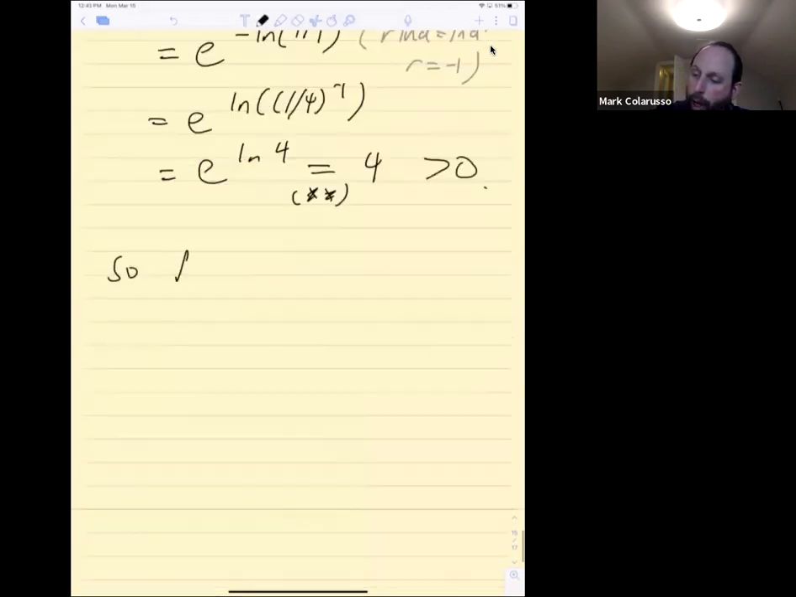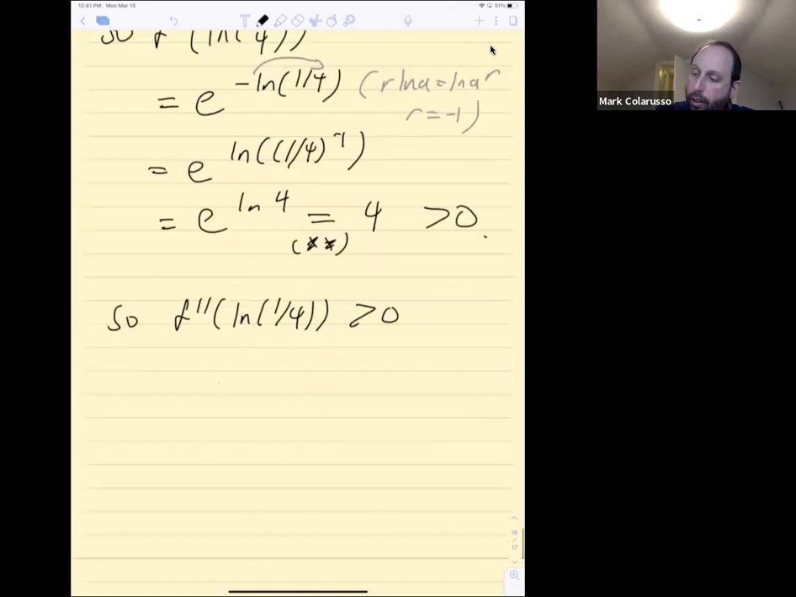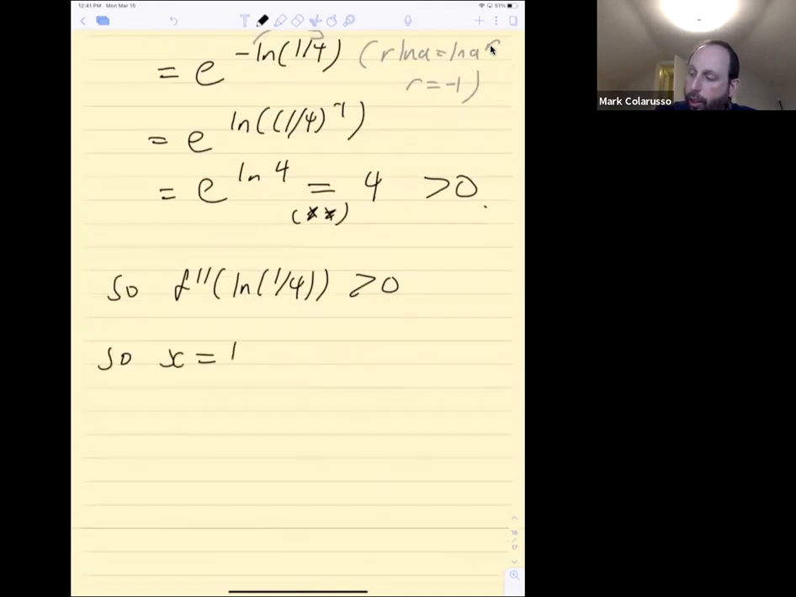So f double prime at ln of 1/4 is positive. The graph is bending up there, so we have a min. So x equals ln 1/4 is a min.